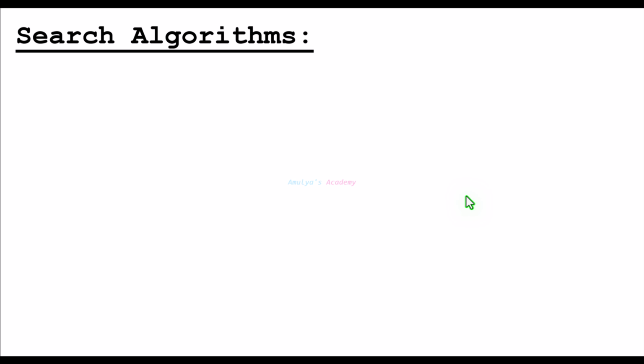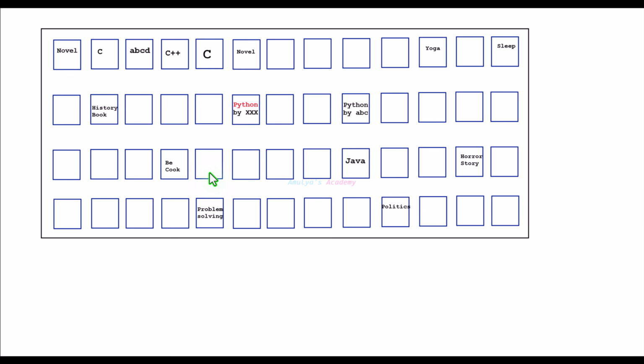Searching algorithms mimic how we naturally search for things in everyday life, just made efficient and systematic for computers. For example, suppose you want to borrow a book called Python Programming Language by XXX author from a library. If the books are arranged in a random order, we would have to check every book one by one until you find the one you want. This may take a lot of time.